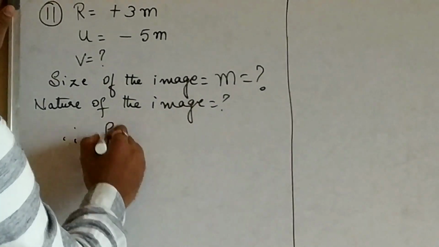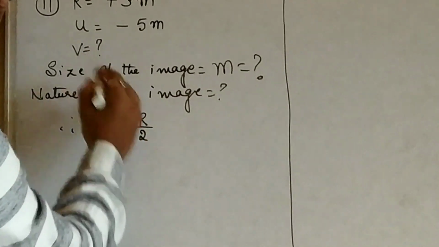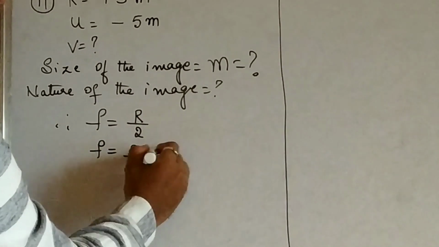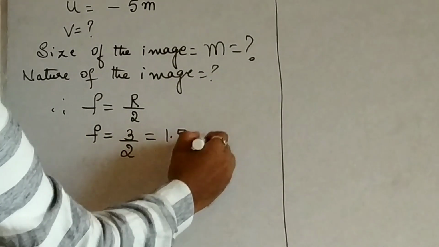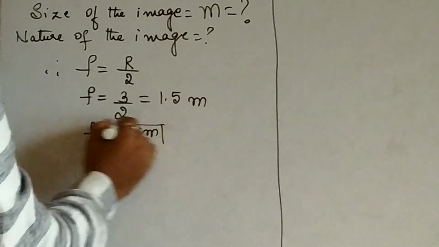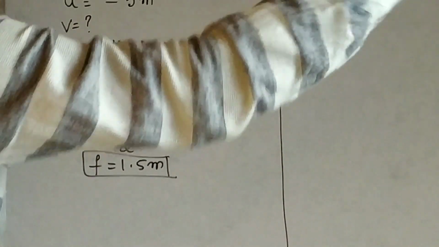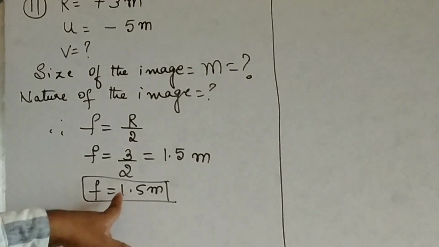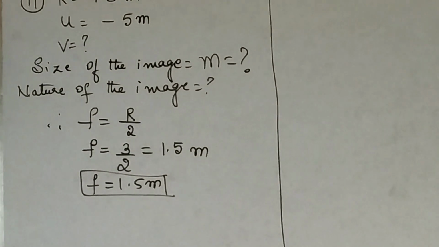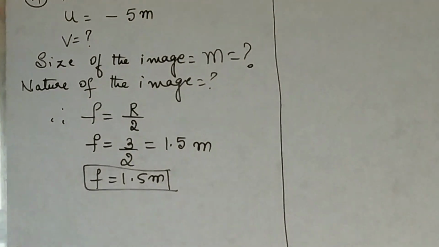Therefore, focal length F is equal to R by 2. Focal length F is equal to 3 by 2, which is equal to 1.5 meter. So focal length is 1.5 meter. Again it is positive side. Why? Because it's a convex mirror. All those are coming to the virtual side, right? So F is equal to plus 1.5 meter. Now you have focal length and object distance. You can find out image distance.